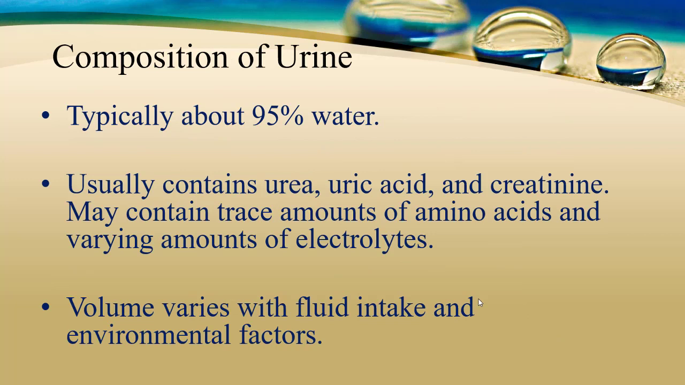All right, the composition of urine, as you would imagine, is almost all water. It's about 95% water. It will usually contain uric acid, urea, creatinine, and may contain trace amounts of amino acids and some varying levels of electrolytes. The volume of the urine will vary with the amount of fluid that's taken in someone's diet, and also environmental factors.